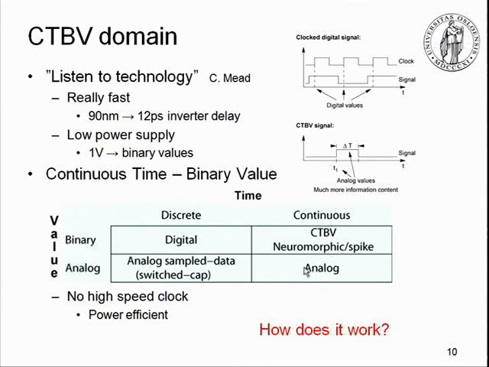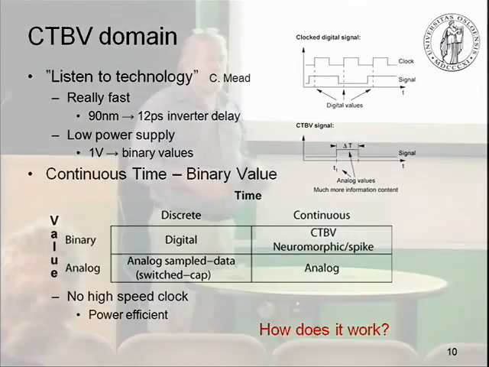But there is something in between. Of course, we have sampled data techniques, which are switched capacitors. But the one we're going to explore today is sometimes called neuromorphic coding, and I'll use another word for it today: continuous time binary value. Basically, we take away the clock, forget the clock. Let's go continuous in time, no clock, and let's stay digital in value.